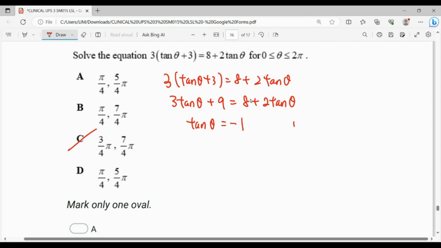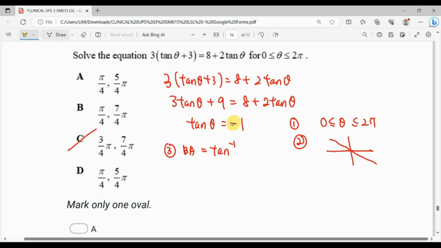So the first step is range. The angle is between 0 and 2 pi. Then second step is about quadrant. Tangent negative will be on quadrant 2 and quadrant 4. Then step number 3, we find out the basic angle. So for basic angle, we will take tangent to the value without negative. So this negative is for us to read quadrant, so we just want the value.